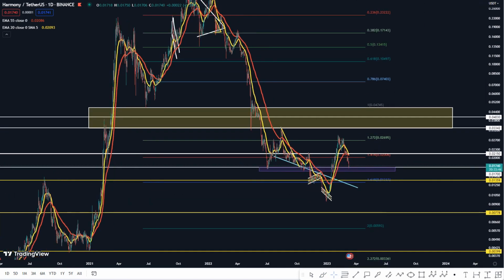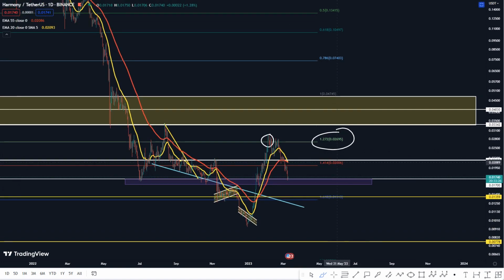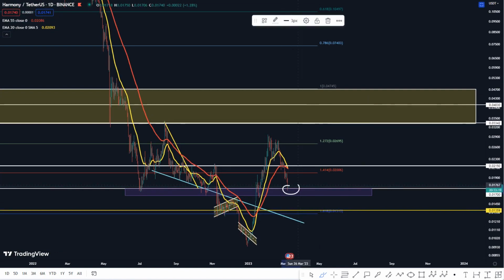So what we did is we ran into this resistance level here at 0.02695 cents. And we've actually done that twice. So you had two opportunities to take some profits, and you could have already bought back at the 55 EMA on the daily, or you could have been waiting for the 1.414 fib level retest at 2 cents, or you could have been waiting until we come back down to this purple support block, which we have successfully done right now.